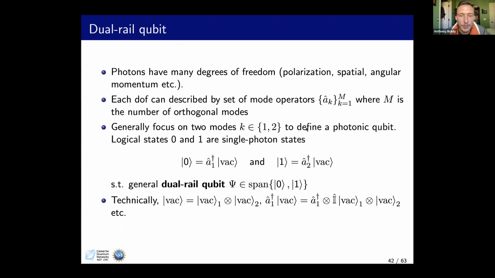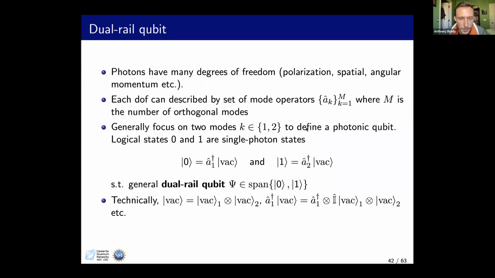So what we'll focus on from now on is the single photon encodings. We have some quantum information in some logical basis of 0 and 1. These are bit values 0 and 1, and we'll encode them into a single photon state. It's typically done with so-called dual rail qubits.